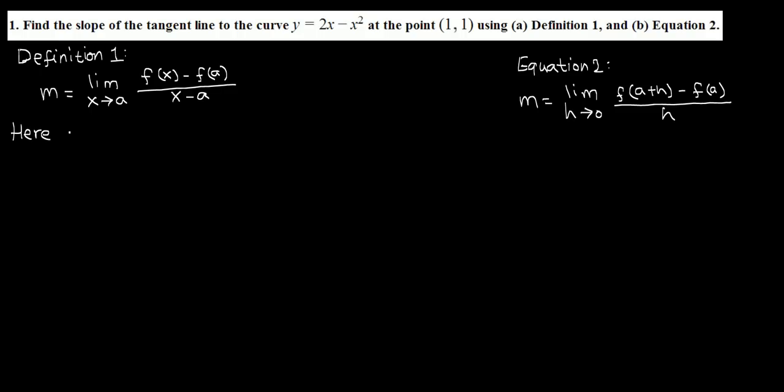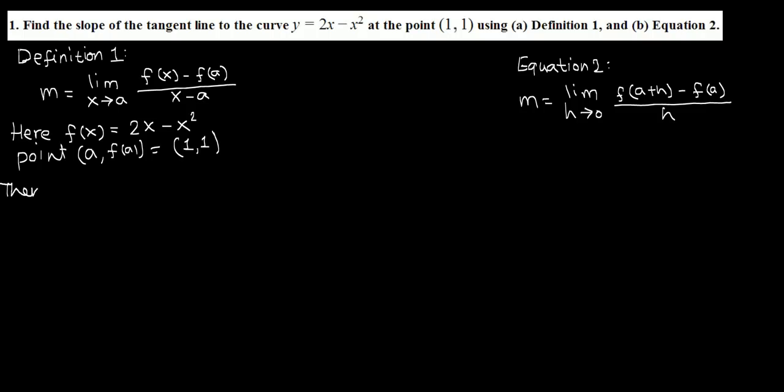In this question, the curve is given to be 2x minus x squared, and the point is (a, f(a)), which is (1, 1). The first one is the x-coordinate and the second one is the corresponding y-coordinate. If you plug in x equals 1 into this function, you'll get 1. That's the corresponding y, so a is 1. Now we want to use this formula given in the textbook. You need to memorize it and find the slope.